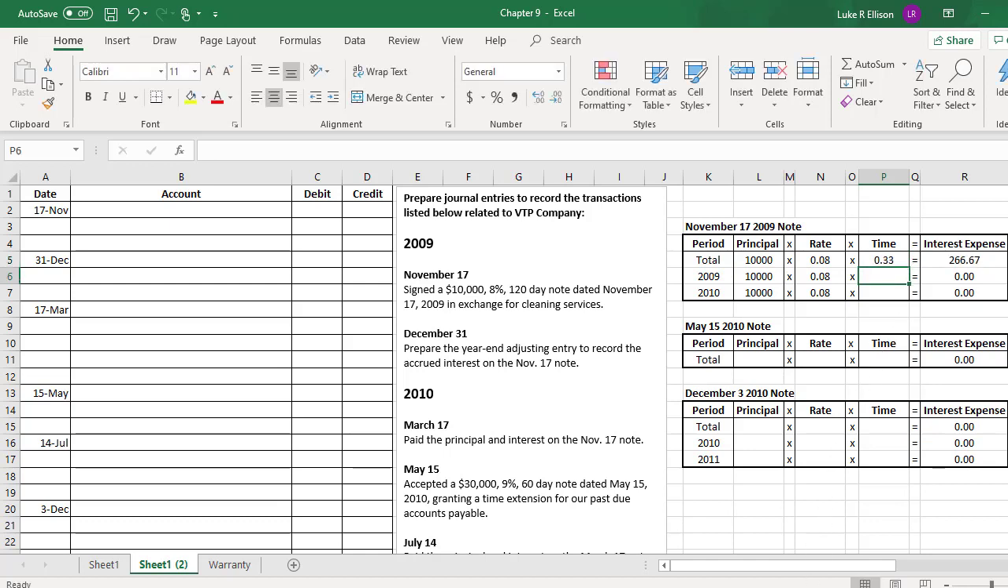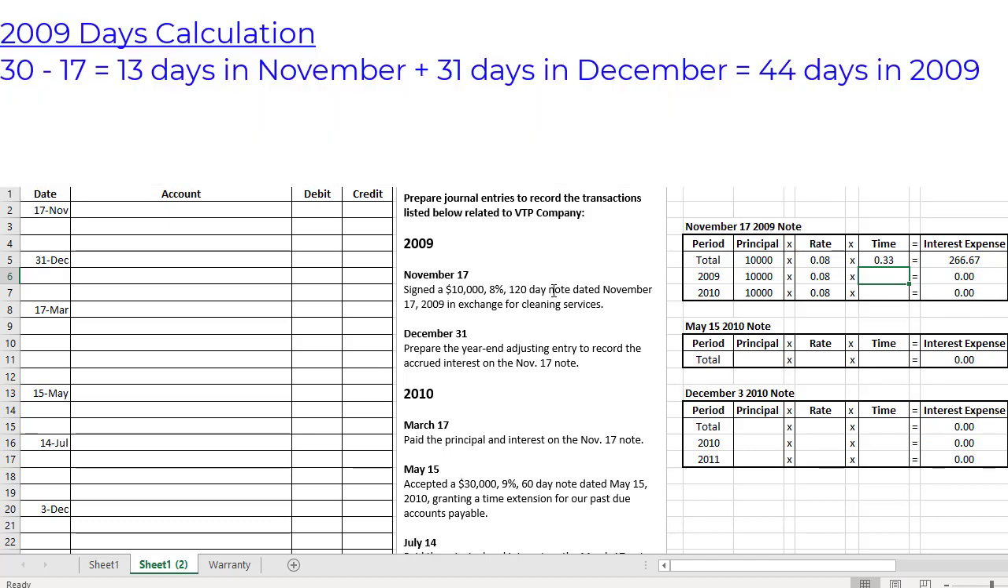Next, we need to figure out how many days the note is outstanding in 2009. Well, the note was created on November 17, and there are 30 days in November. So if we take 30 minus 17, we get 13 days in November. And then we add 13 to the 31 days in December to get 44 days in 2009. So that's going to be 44 divided by 360.